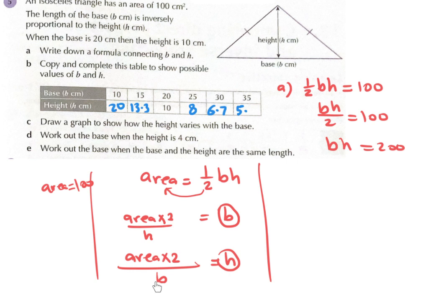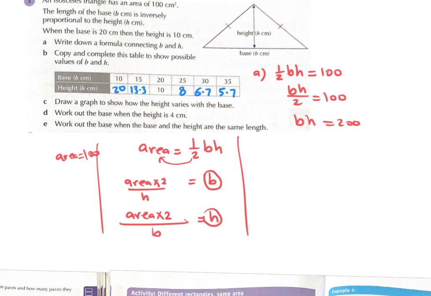Okay? Sir, how is 25... 200 divided by 25. 5.7, yes, the last one. Okay, done with B. Now for C, draw a graph to show how the height varies with the base.